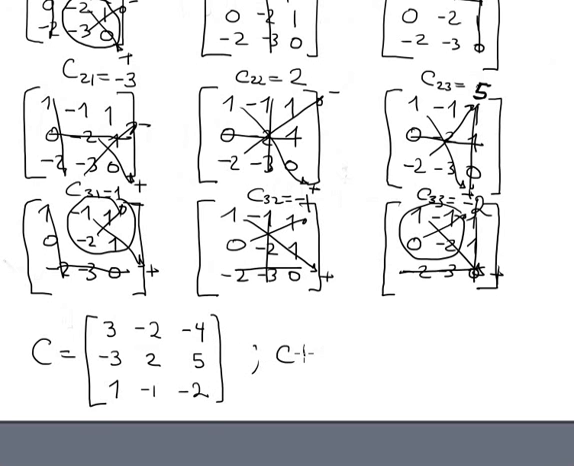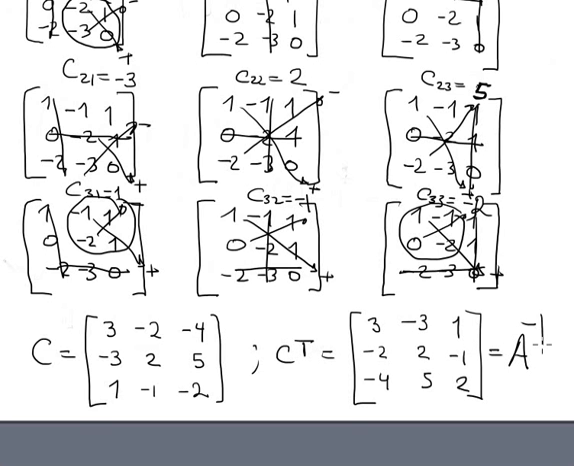And the cofactor transpose is you change, for example, this row for this column: 3, negative 2, negative 4, minus 3, 2, 5, and 1, negative 1, and 2. And this is a coincidence that it is equal to the inverse matrix because the determinant is 1. Okay, this is one way to determine it.